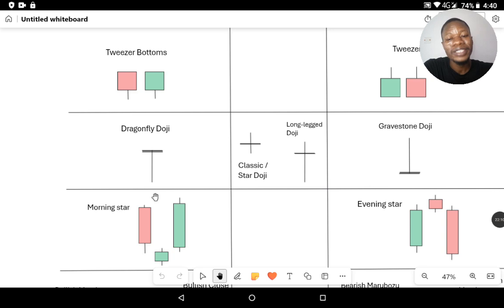So it shows that the market is about to go long and you should be prepared to also buy the market. Now this one, when you have it, it's called the gravestone doji.